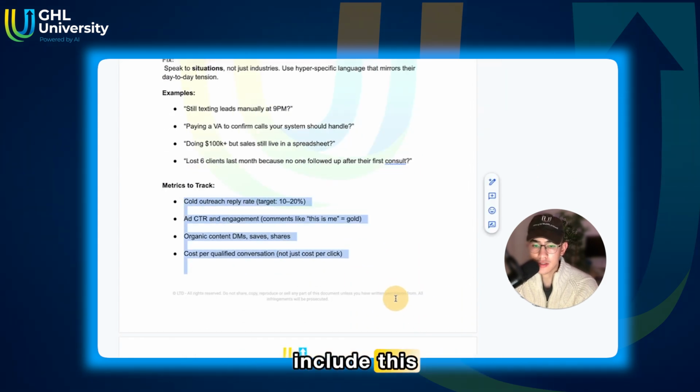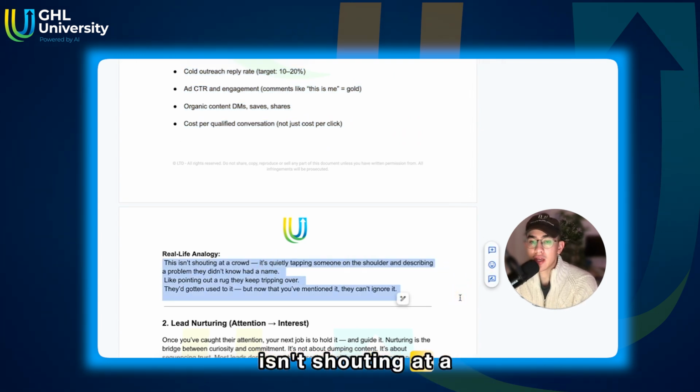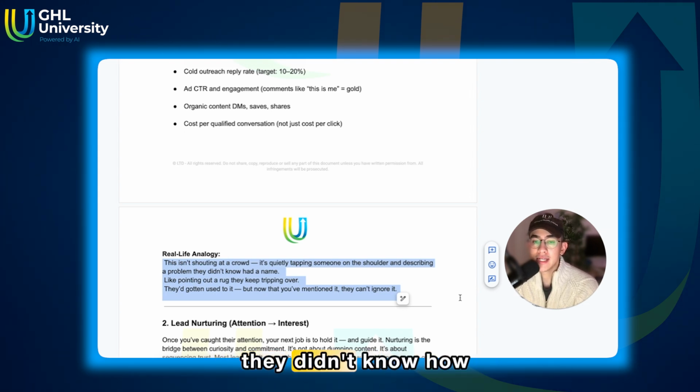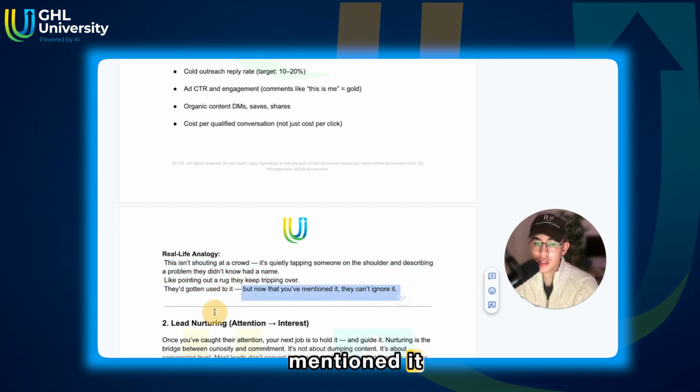Metrics include this, and real-life analogies are, for instance, this isn't shouting at a crowd, it's quietly tapping someone on the shoulder and describing a problem they didn't know had a name, like pointing out a rug that they keep tripping over. They've gotten so used to it, but now that you mentioned it, they just can't ignore it.